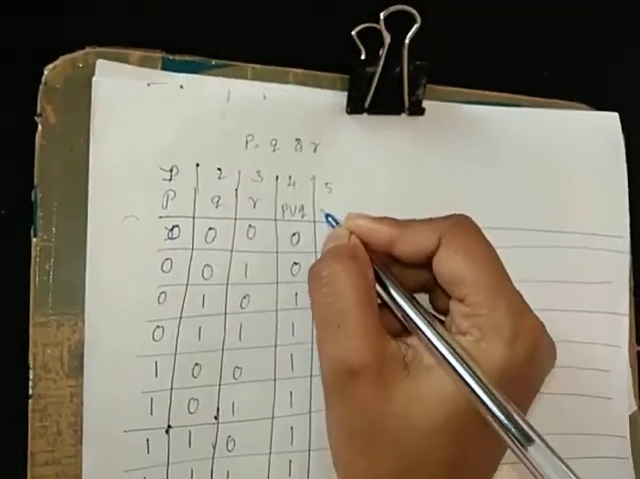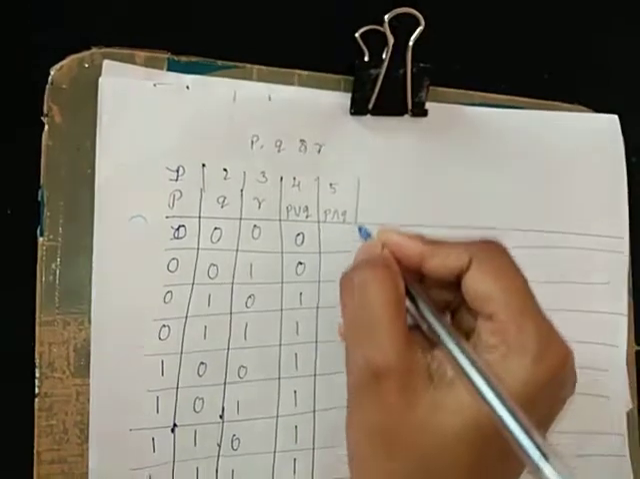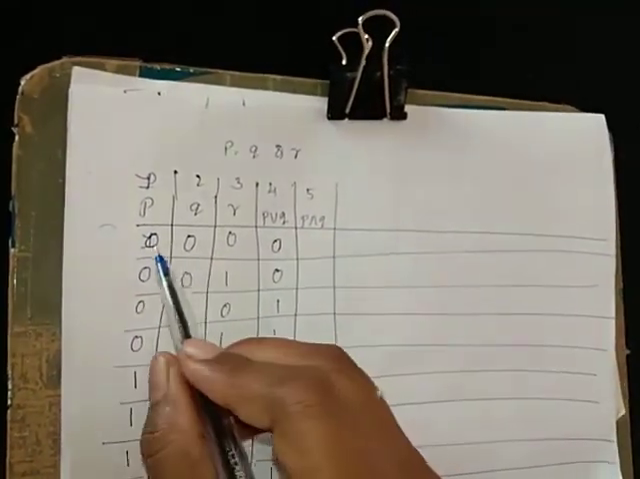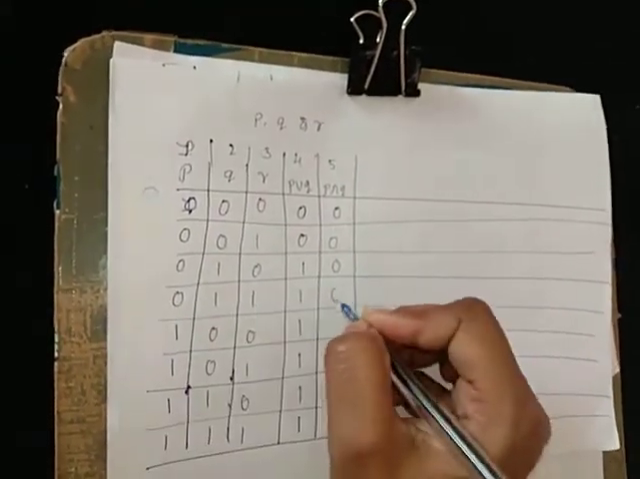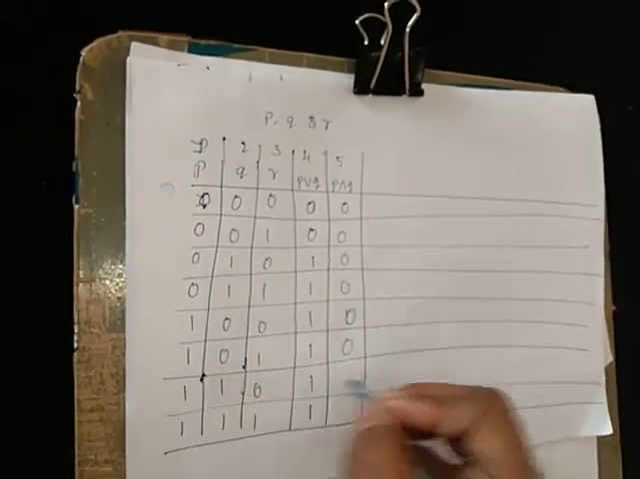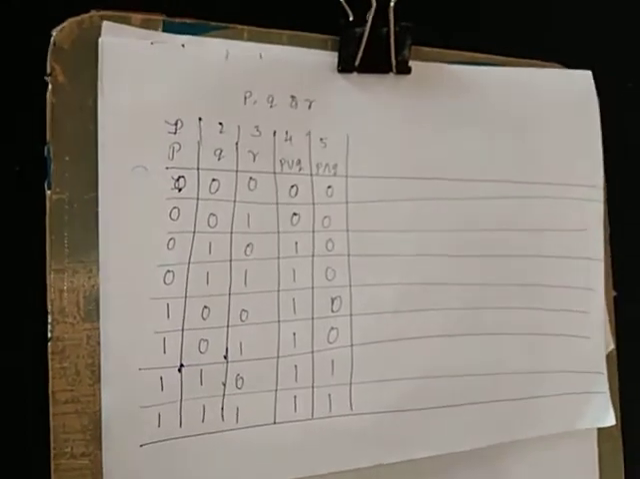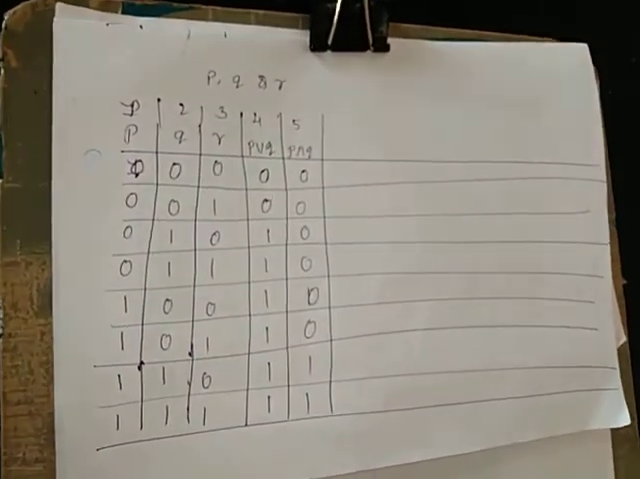Next construct P and Q. P and Q: 0 and 0 is 0, 0 and 0 is 0, 0 and 1 is 0, 0 and 1 is 0, 1 and 0 is 0, 1 and 0 is 0, 1 and 1 is 1, 1 and 1 is 1.